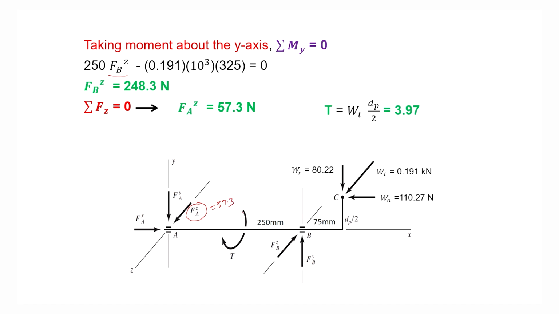Now, the next thing is the torque. Torque is equal to the transmitted force Wt multiplied by dp divided by 2, and that is 3.97 Newton meter.